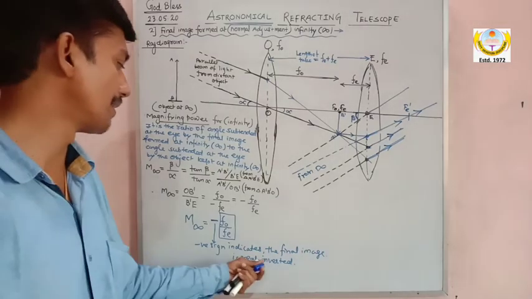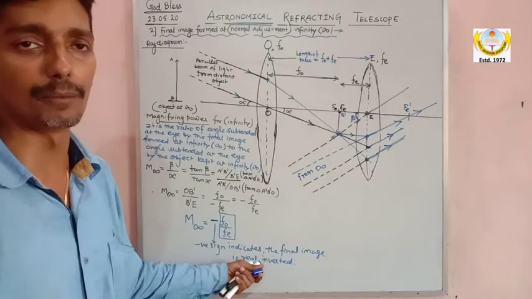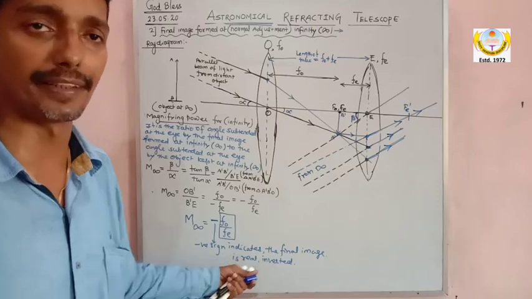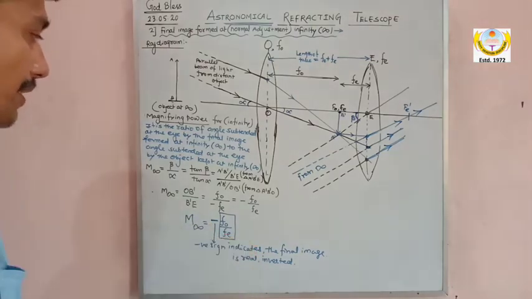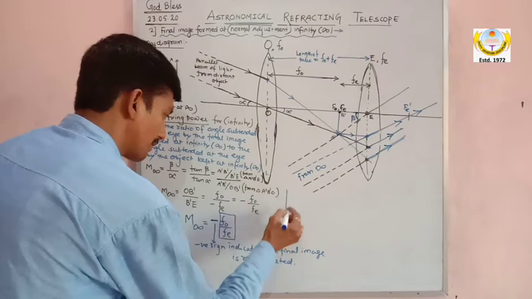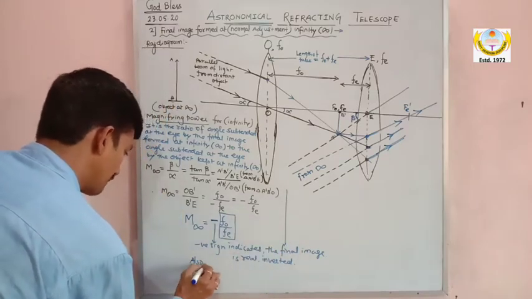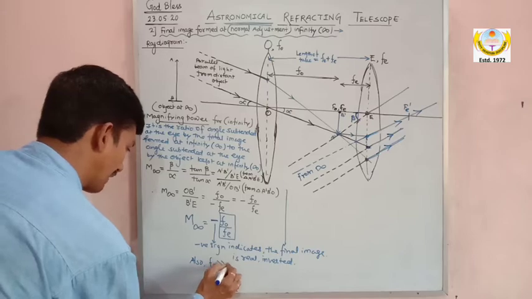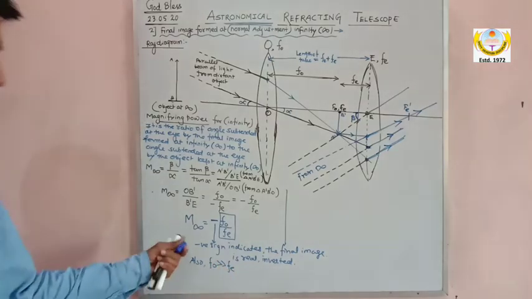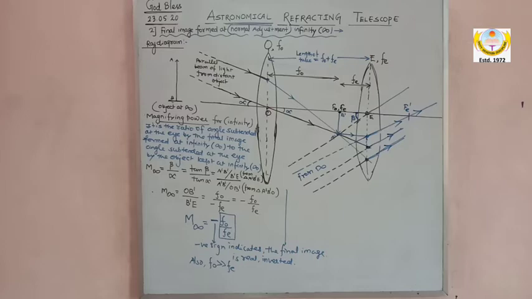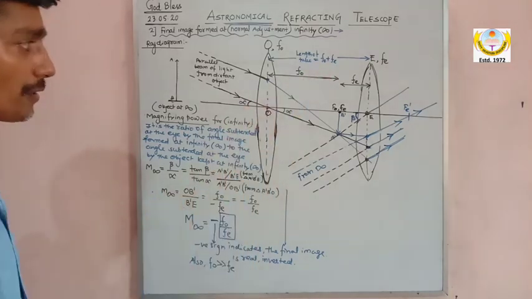Negative sign indicates the final image is real, inverted. Here also, my dear, FO is greater than FE. We all know that the focal length of the objective is greater than FE, that is, as compared to the focal length of the eyepiece.